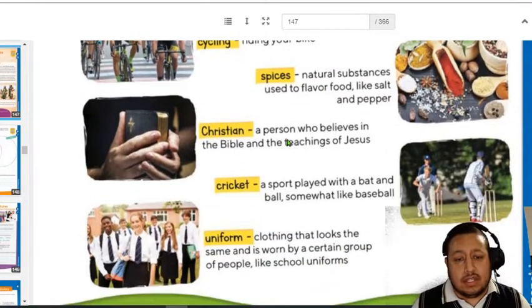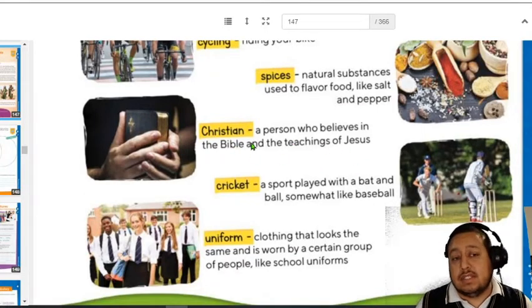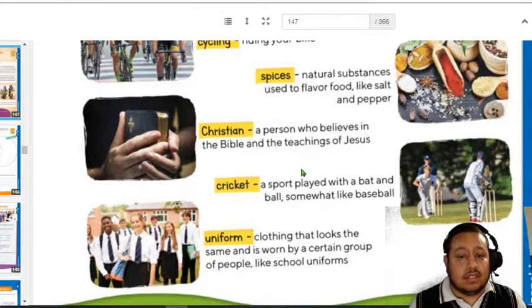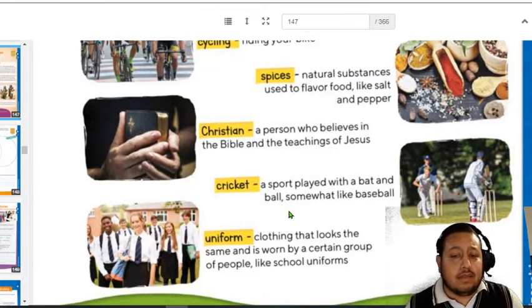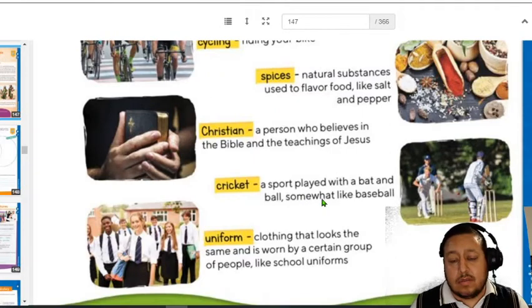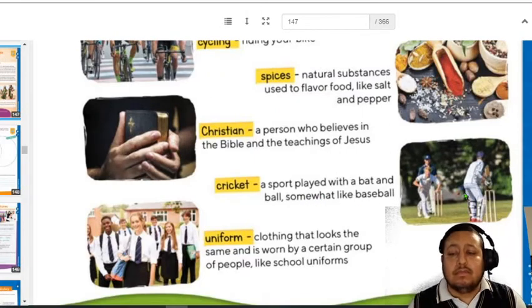Then we got Christian, a person who believes in the Bible and the teachings of Jesus. So Christian, un cristiano, la persona que cree en las enseñanzas de Jesús. And then we got cricket. Cricket is this sport. It says a sport played with a bat and a ball, somewhat like baseball. Entonces es semejante, que se parece al béisbol, y se juega con un bat y una pelota.